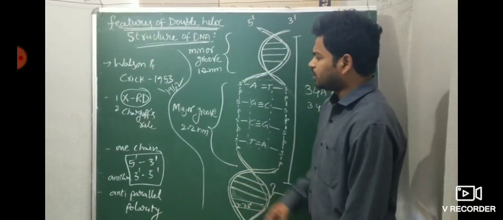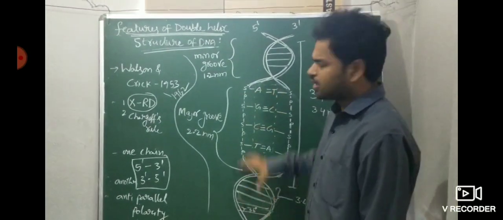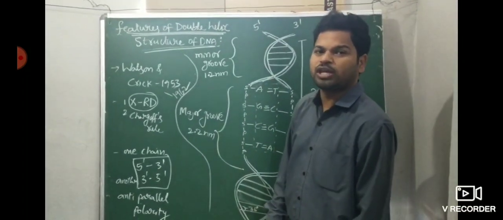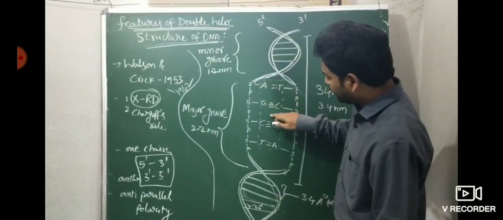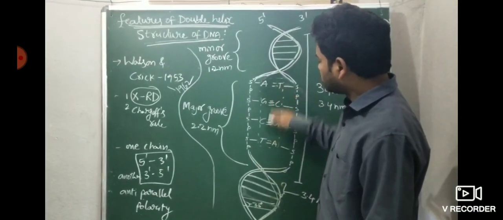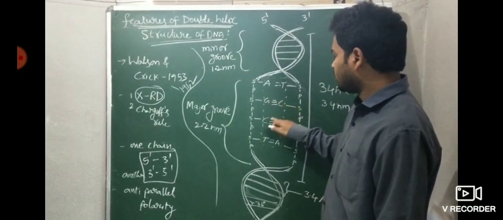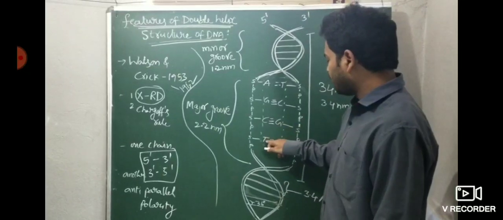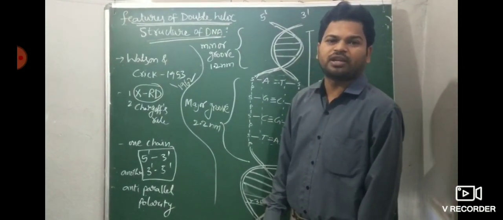The next feature is complementary bases. Complementary bases means nitrogen bases, which pair through hydrogen bonds. Adenine pairs with thymine, guanine pairs with cytosine, cytosine pairs with guanine, and thymine pairs with adenine through hydrogen bonds. This is also very important.